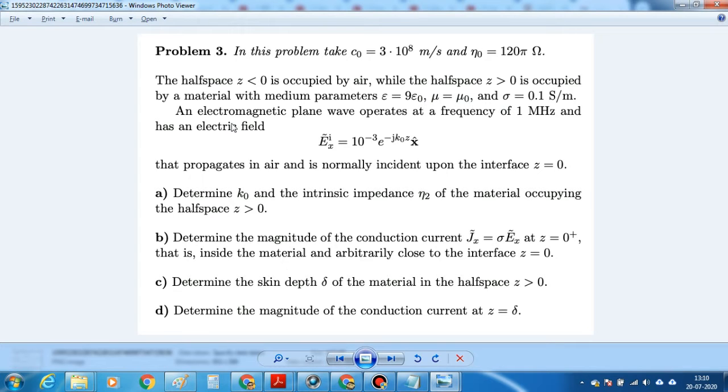Now an electromagnetic plane wave operates at a frequency of 1 megahertz and has an electric field given by this expression. It propagates in air and is normally incident upon the interface z = 0. The first question is to determine k0 and the intrinsic impedance η2 of the material occupying the half space z > 0.